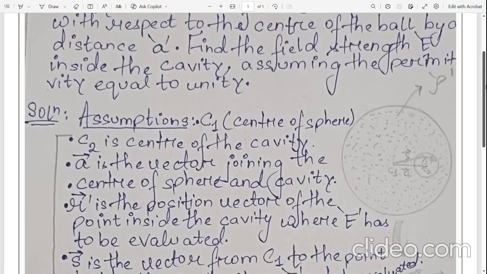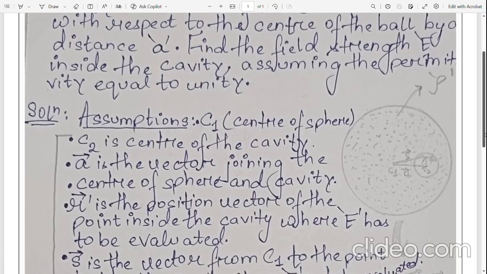As you can see, I've made this diagram, and this is a small cavity with center C2, and the center of the ball is C1, right? What are the assumptions that I've made? I've already listed them here. The center C1 is the center of the sphere, C2 is the center of the cavity, and a is the vector joining both the centers. r dash is the position vector of the point inside the cavity where we have to evaluate the electric field, and this position vector r dash is with respect to the center of the cavity.